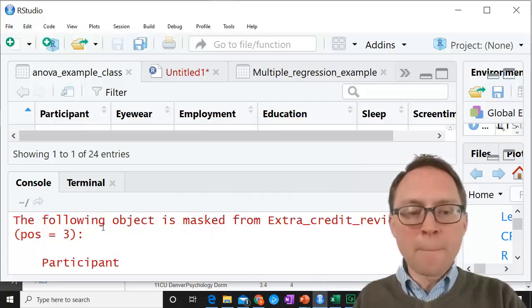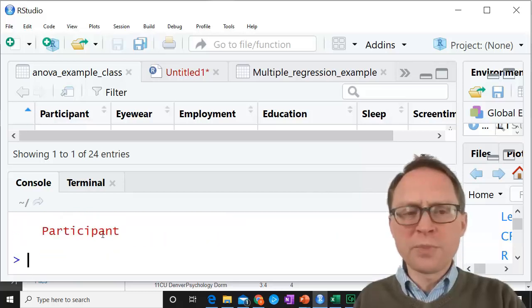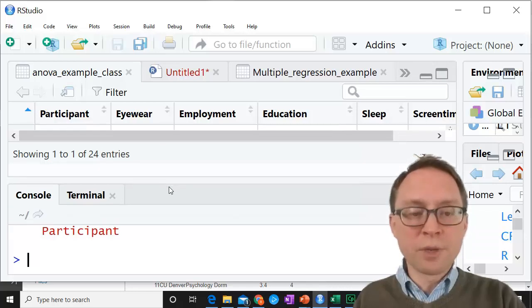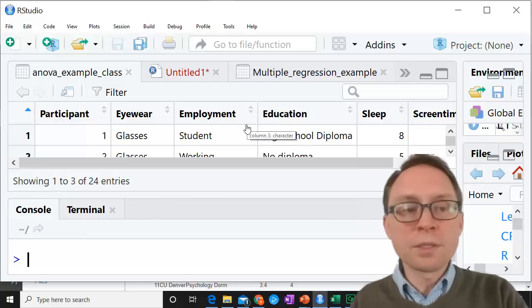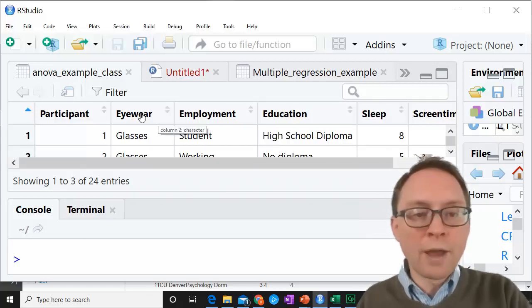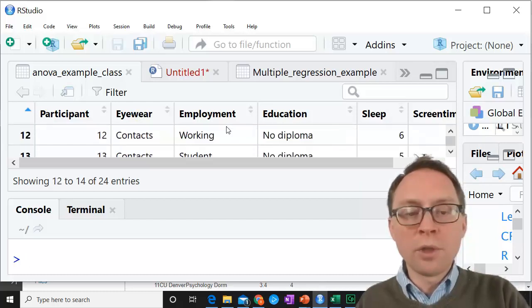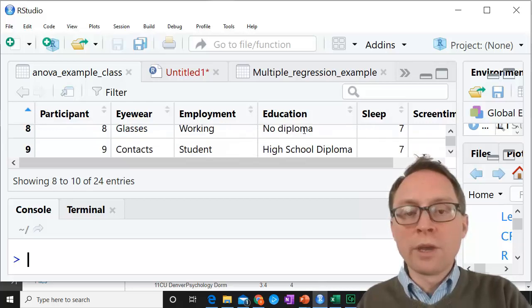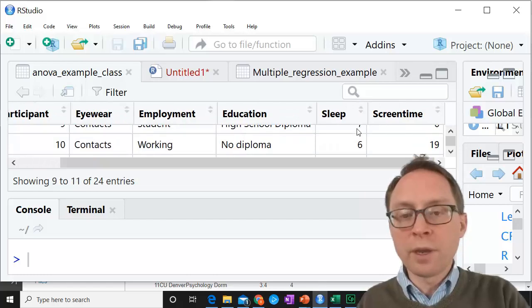By the way, if you see an error that gives you a mask that says like participant, that's just saying you can't use the old participant variable, right? If it's participant that's getting masked, it's not a big deal. If it's other stuff, it is a big deal. Should have detached my old one. I didn't do it, but in this case, it's not going to hurt anything. If you remember, this is some data that we looked at before, where I have whether you wear glasses, contacts, or none, your employment status, student or working, your education status, high school diploma or no diploma, and then I have sleep and screen time over here.